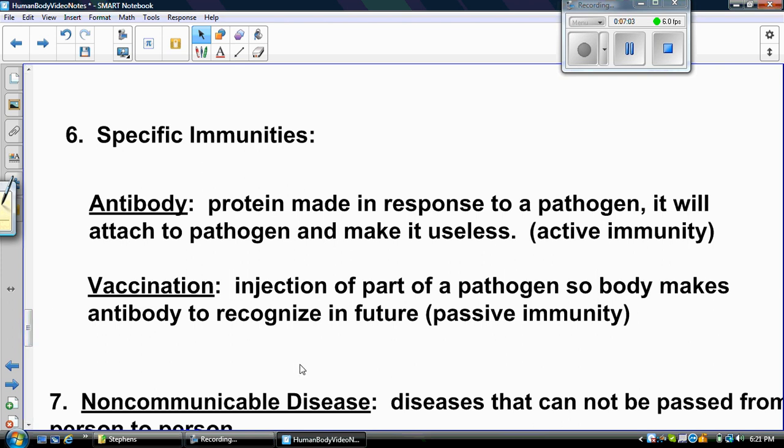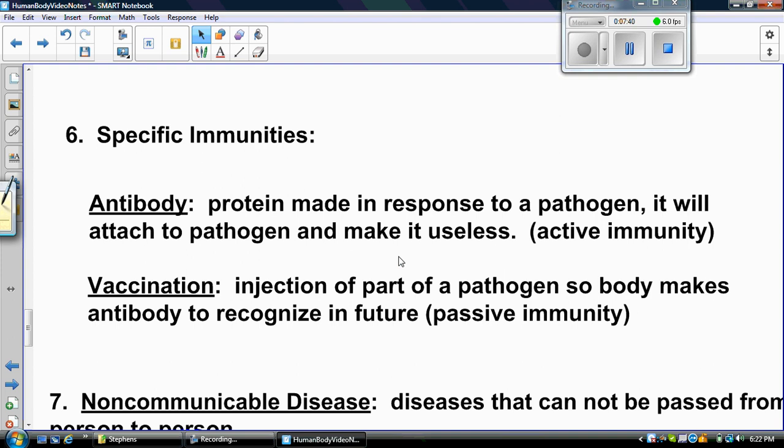Now, vaccination is what we call passive immunity. The reason it's passive immunity is because this isn't something that your body naturally develops an immunity to. This is something that is given to you. So vaccination is an injection of part of a pathogen so the body makes an antibody to recognize it in the future. For example, when you get a measles vaccination, you're going to get part of the measles virus injected into your blood system, and then your white blood cells will recognize it, produce an antibody, and then you'll be prepared for it in the future.